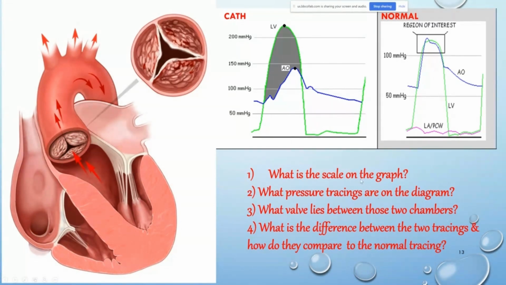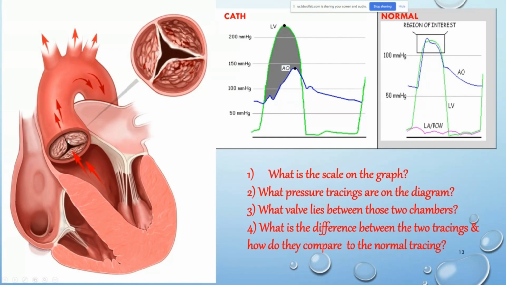So what we're looking at is the pressure in the left ventricle, which is this green right here, and the pressure in the aorta, which is the blue right here. So we've answered question 2. Question 3 is, what valve lies between those two chambers? So what valve lies between the left ventricle and the aorta? The aortic valve right here. So we just answered question 3.